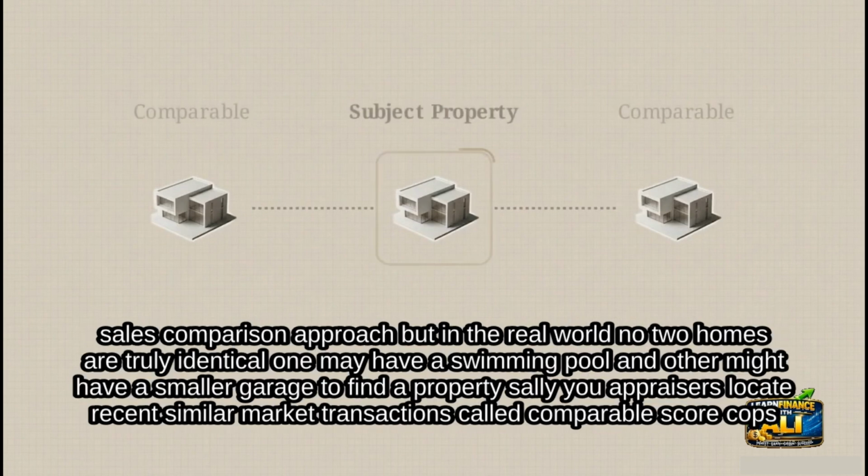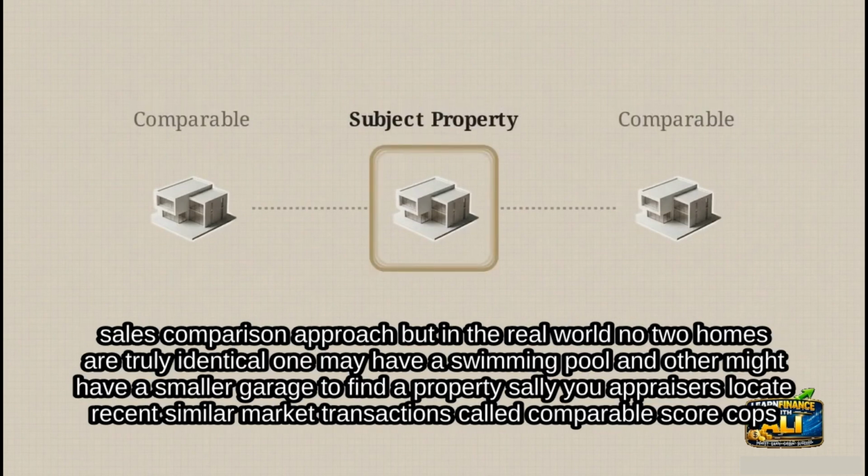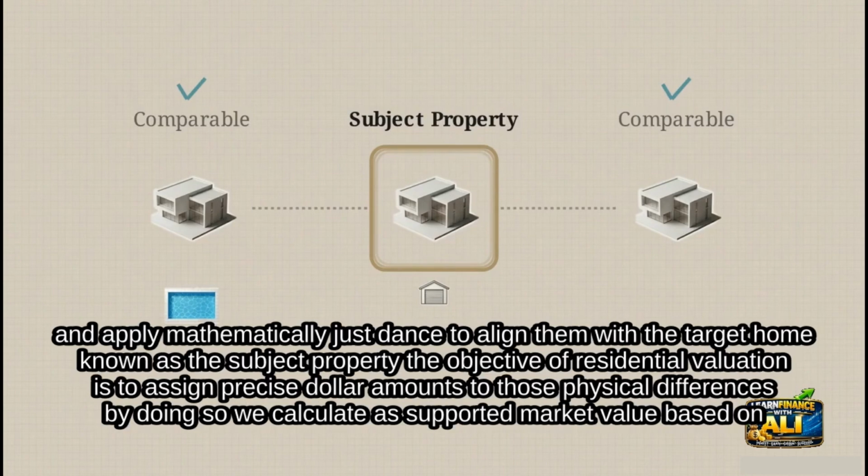But in the real world, no two homes are truly identical. One might have a swimming pool, another might have a smaller garage. To find a property's value, appraisers locate recent, similar market transactions, called comparables or comps, and apply mathematical adjustments to align them with the target home, known as the subject property.